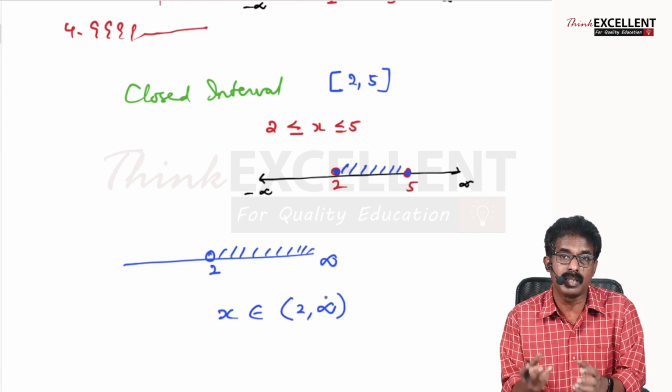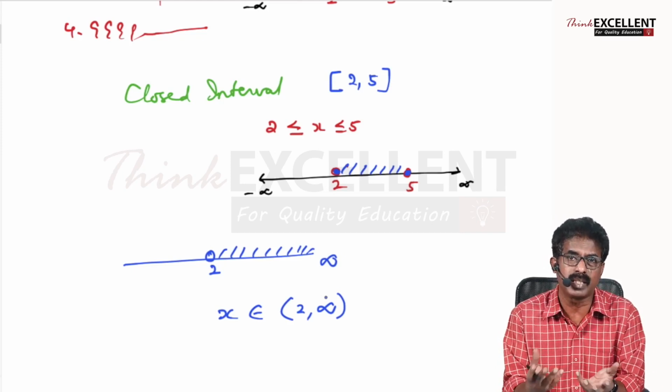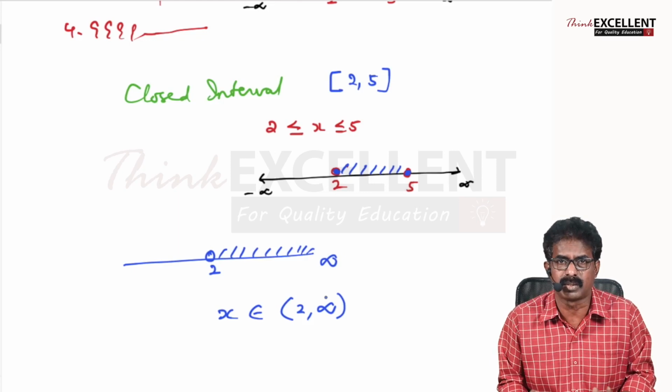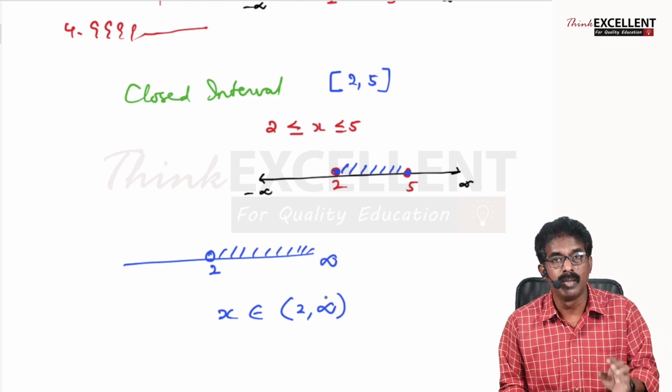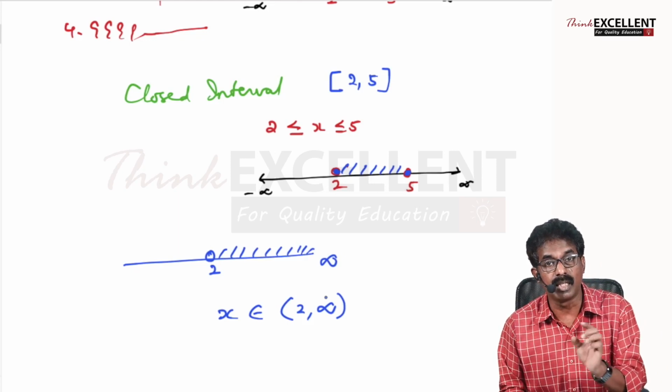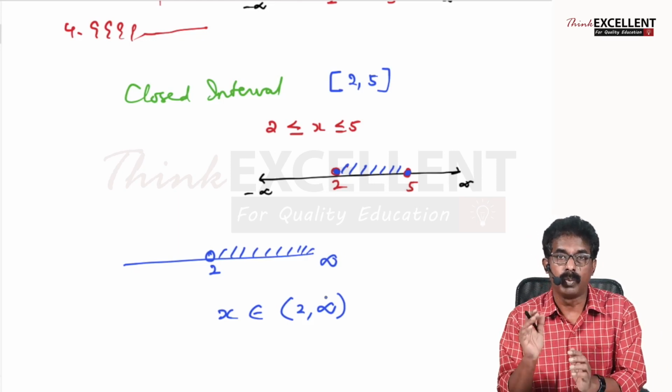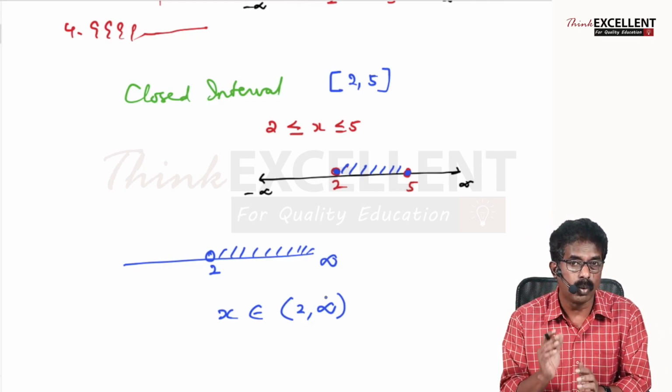Closed interval means that number is included. Infinity you cannot include because we don't know what is infinity. It's a very big number, that's all. Minus infinity means very, very small number. We don't know what it is. So whenever you write infinity or minus infinity, with that you have to use only open interval.